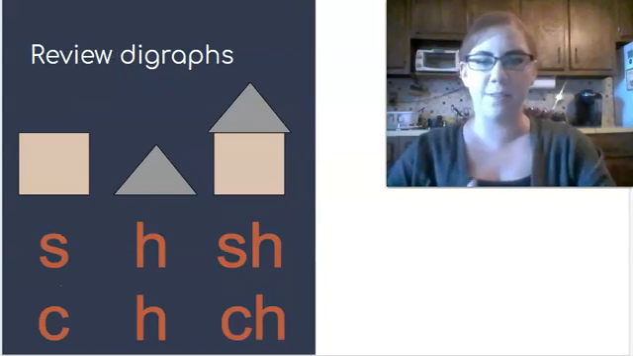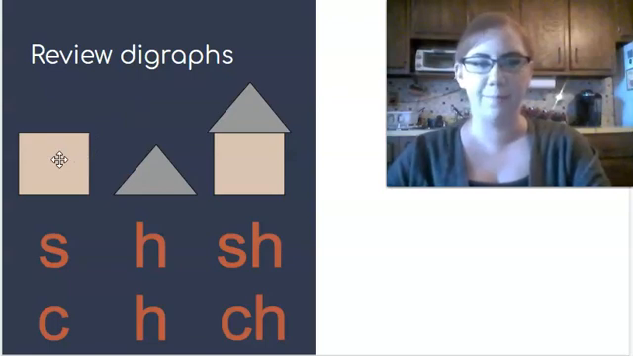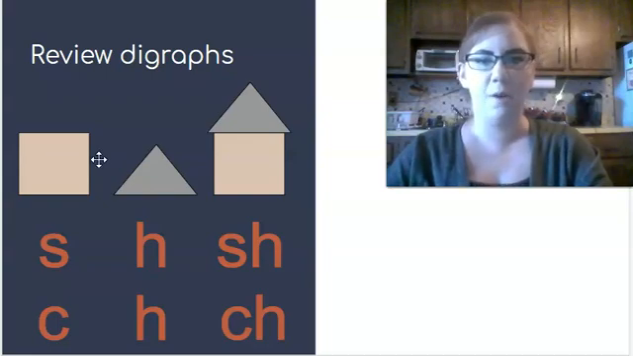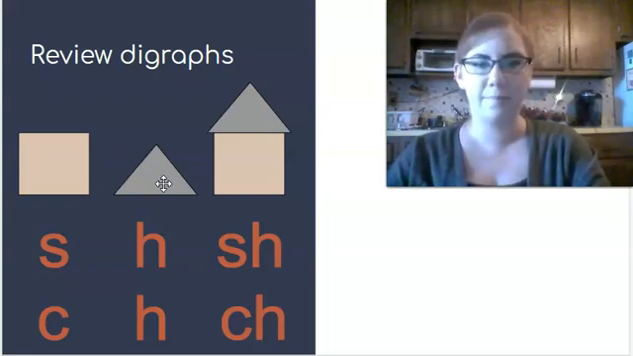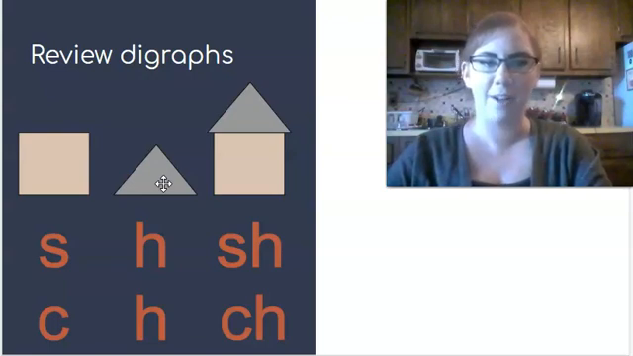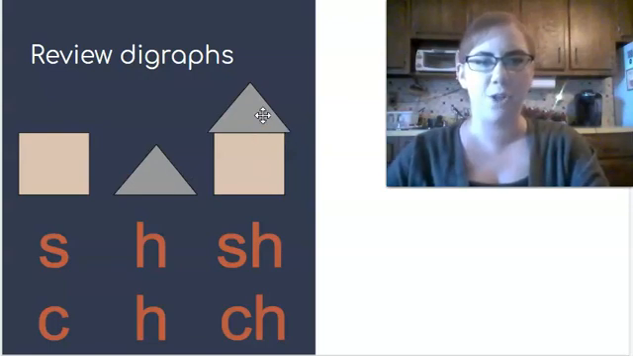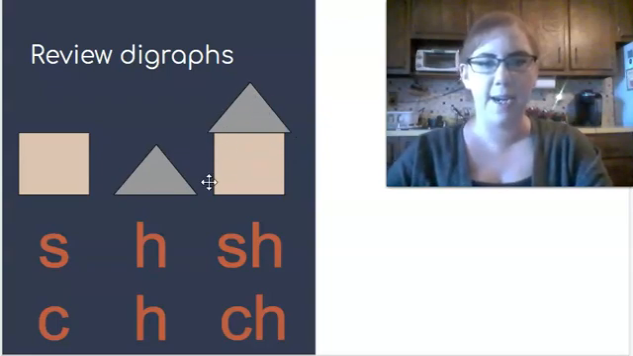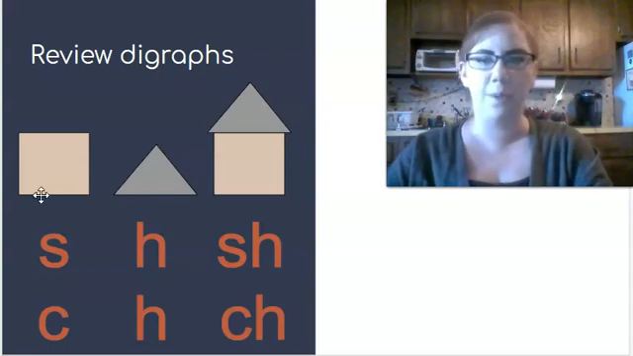Now we're going to take a look at those consonant digraphs. What shape do you see right here? If you said square, you're right. What about here? Yep, that's a triangle. But when we put a square and a triangle together, what do we see here? It looks like a house. When the square is by itself, it's just a square. When the triangle is by itself, it's just a triangle. But when you put them together, they make a house.